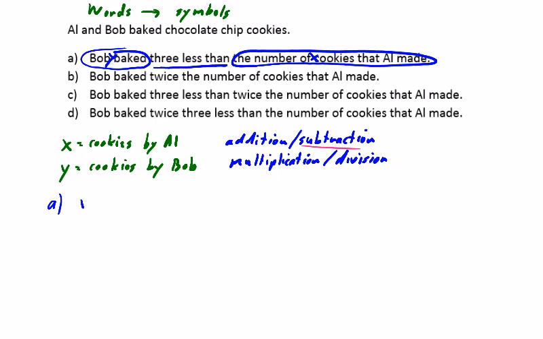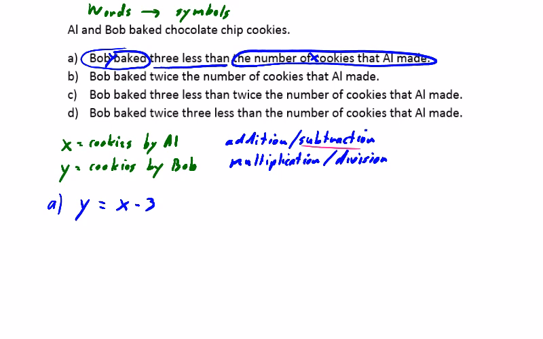We could say that Y is 3 less than X. Well, how would you represent that symbolically? You could take X minus 3. Take 3 units away from X. So we don't know how many cookies Al made, or how many cookies Bob made, but if I told you that Al had made 10 cookies, you could quickly tell me that Bob had made 7.